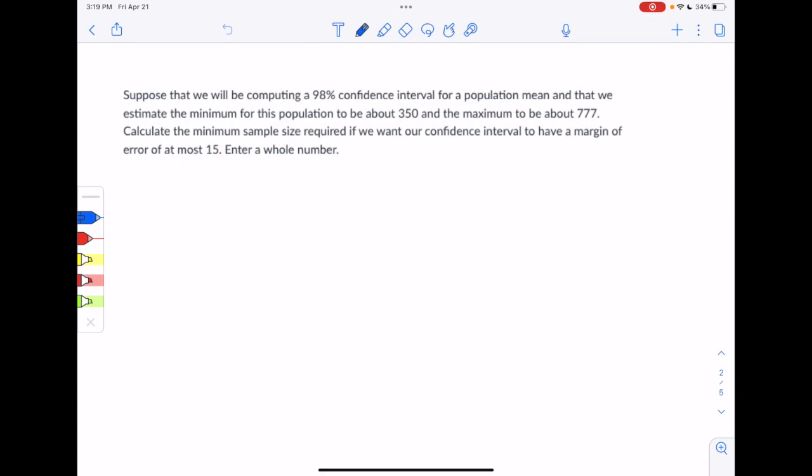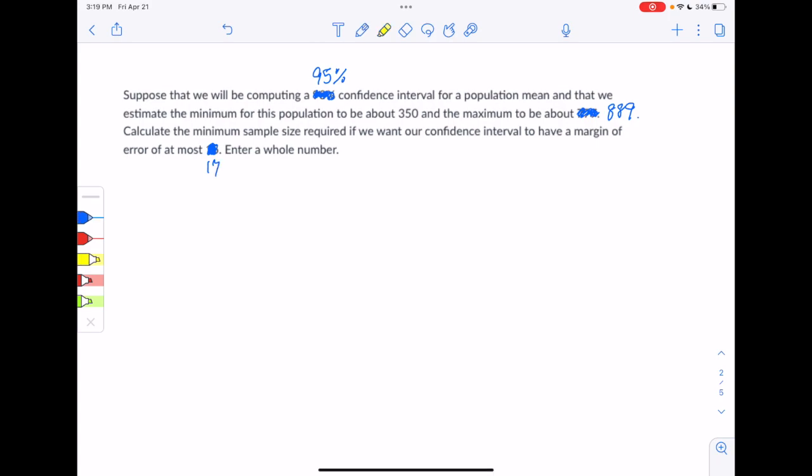So the first thing we're going to do is make some changes for the purpose of giving help rather than answers. So instead of the 98% confidence, we're going to go with 95% confidence on this one. Instead of a sample size of 777, we're going to go with 889. And instead of a margin of error of at most 15, we're going to change that to a 17.